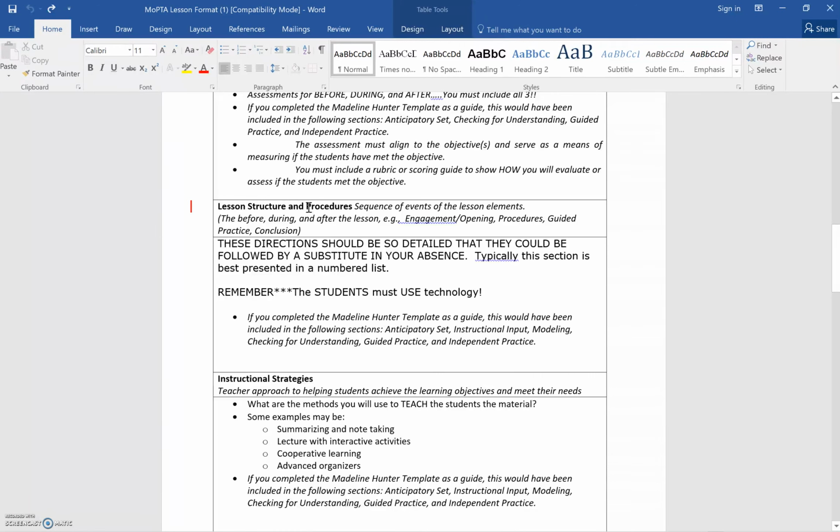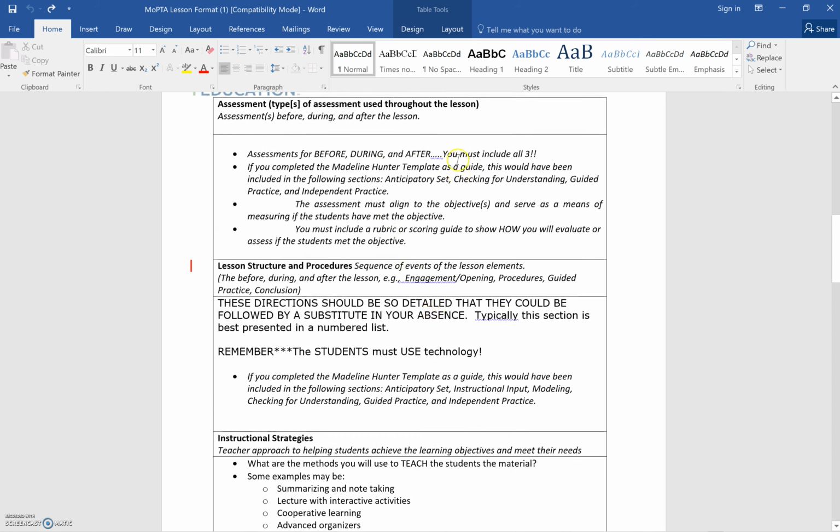So let's just jump back and say that up here in the assessment section, you told me you were going to do an anticipatory set where you were going to evaluate their prior knowledge. Well, that has to be in the lesson structure and procedures also. Every assessment that you did up here should also be in this section, because this is identifying what the assessments are, and this is telling me how it fits into the lesson. So you're going to find that in the lesson structure and procedure, it's going to have a lot of the information that's in the other sections.